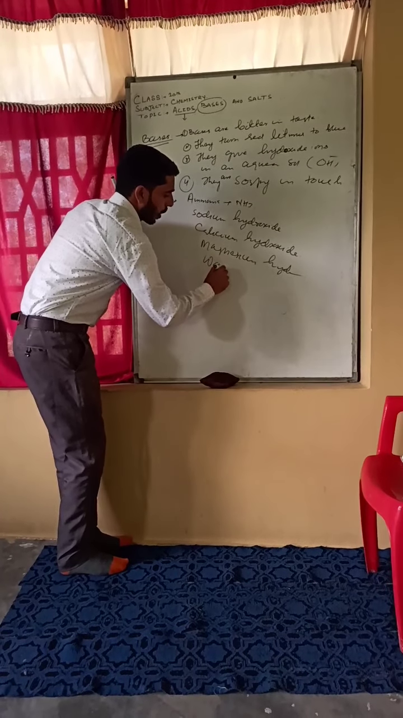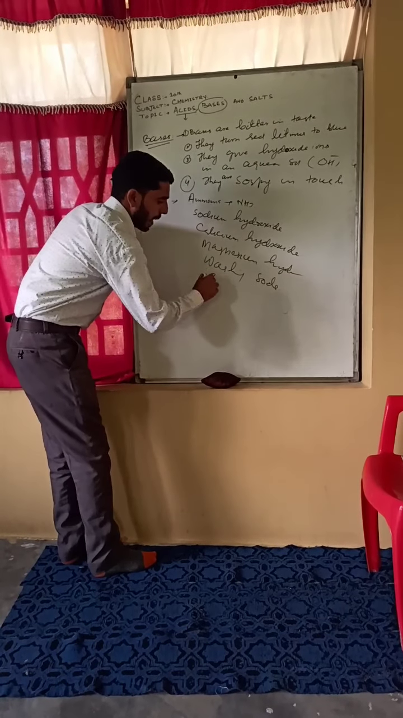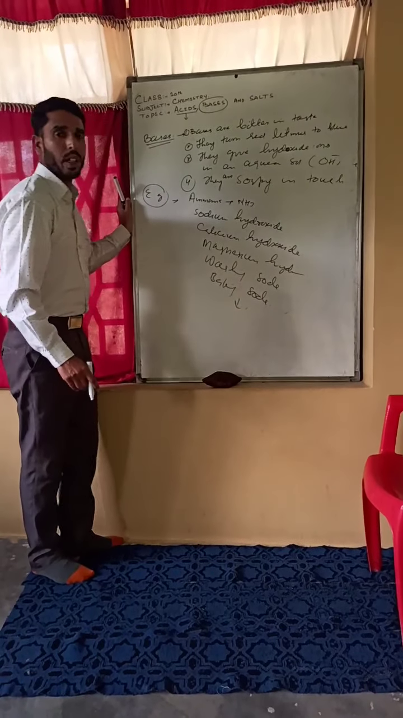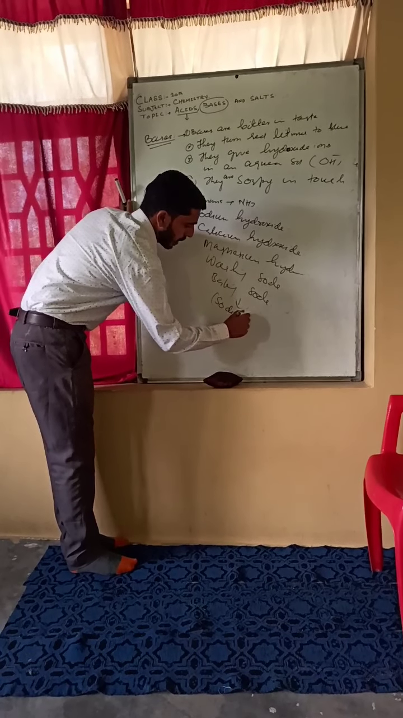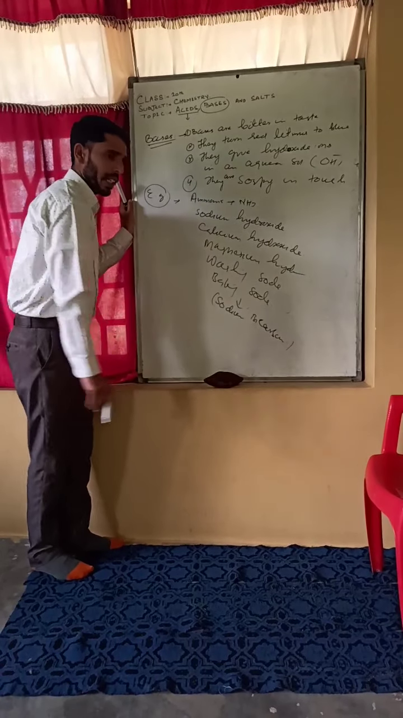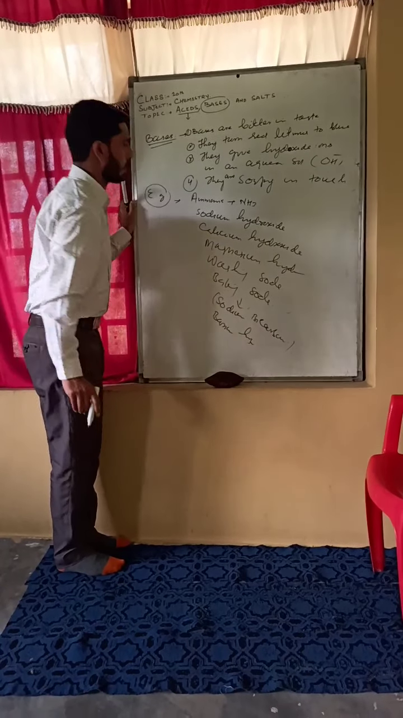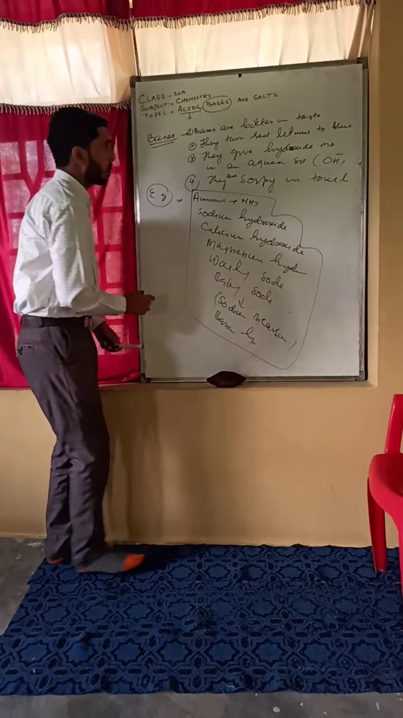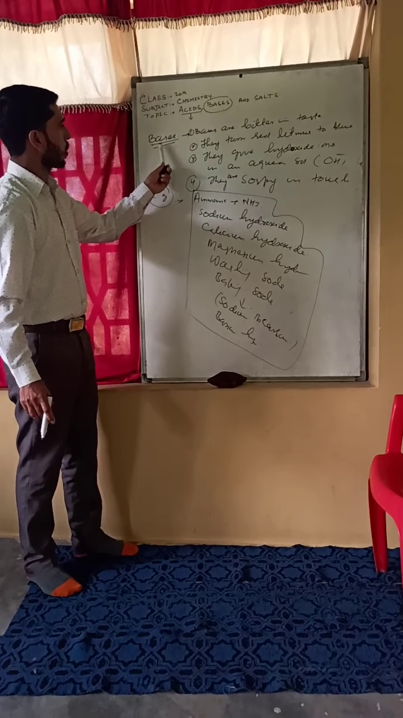Then we have washing soda, it is also an example of base. Then we have baking soda, it is also a base. This baking soda is also called sodium bicarbonate. Clear? Then there is barium hydroxide, that is a base. There are so many examples of bases, like we have studied examples of acids. Similarly, we can have so many examples of bases also.